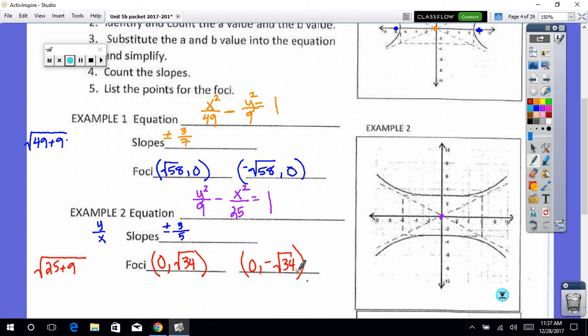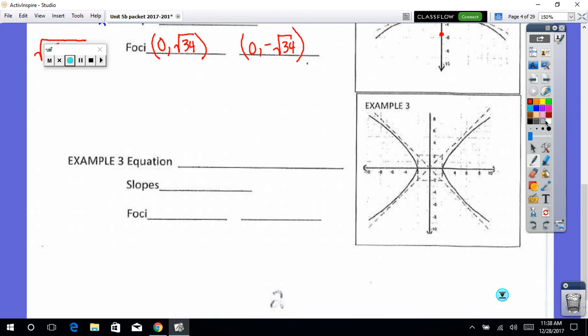Okay, the square root of 34 is actually 5.8. So it will be right here. And negative 5.8, which is right. Oops, that's not right. Right here. And right here. Okay, remember, it's inside the parabola. That's the biggest thing you need to make sure is that it's inside the parabola.